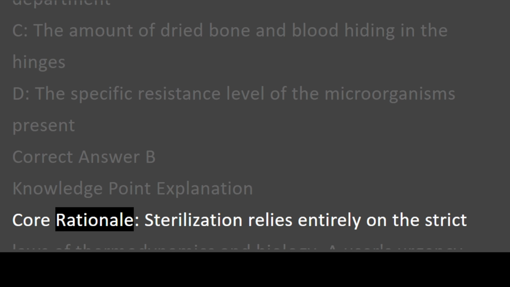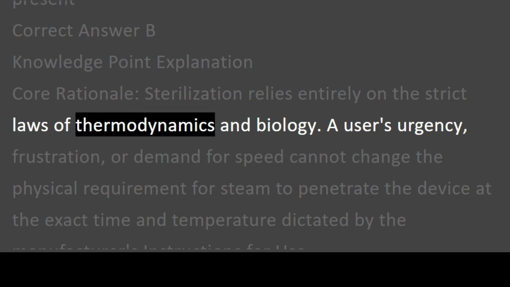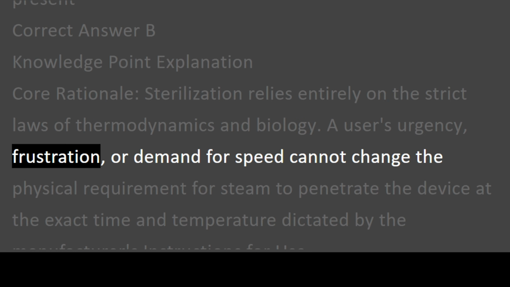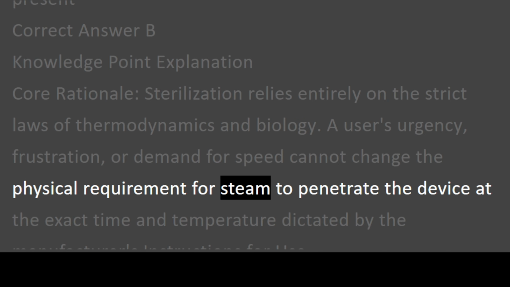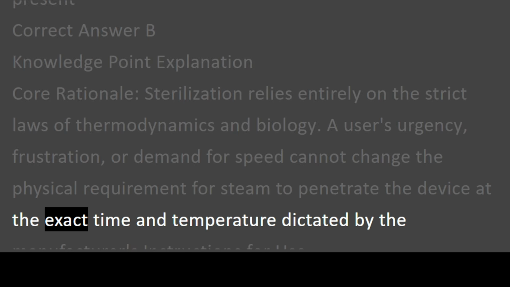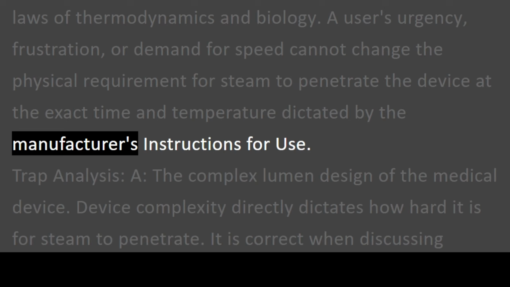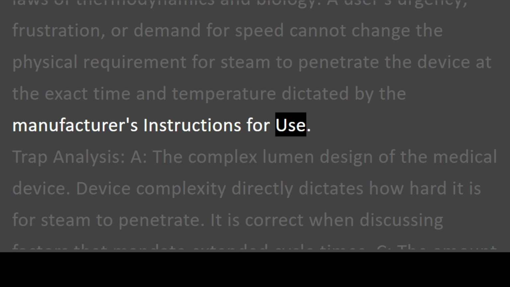Core rationale. Sterilization relies entirely on the strict laws of thermodynamics and biology. A user's urgency, frustration, or demand for speed cannot change the physical requirement for steam to penetrate the device at the exact time and temperature dictated by the manufacturer's instructions for use.